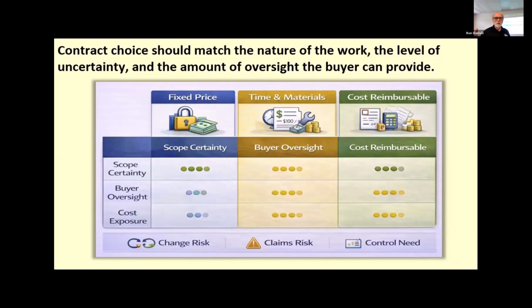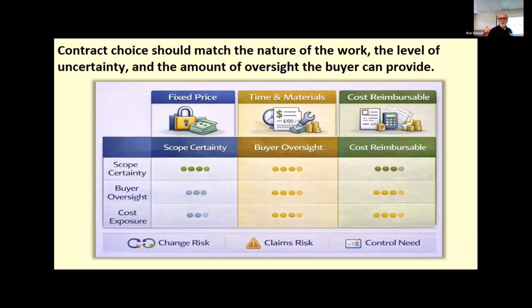But the common issue across all three of these types of contracts is risk allocation and control. As uncertainty rises, price certainty tends to fall. The buyer usually needs more active oversight. That means the contract choice is not just a procurement matter, but a performance decision, because it influences how the team will manage cost, exposure, and scope changes.